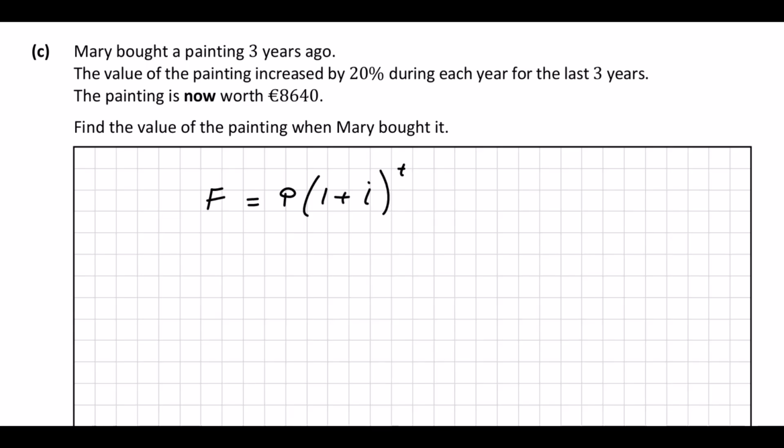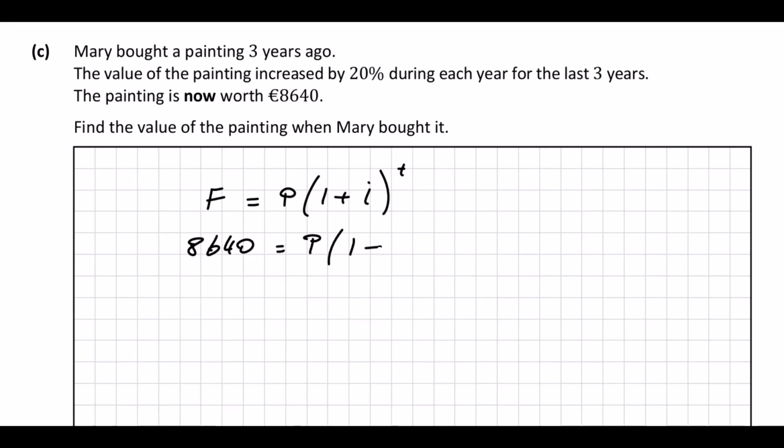So what do these letters mean? Well, F means the final value. So that's the value of the painting now, which is 8640. So 8640 is equal to the principal. That would be the original value. That's what we're actually trying to find. Find the value of the painting when Mary bought it. So that's P.